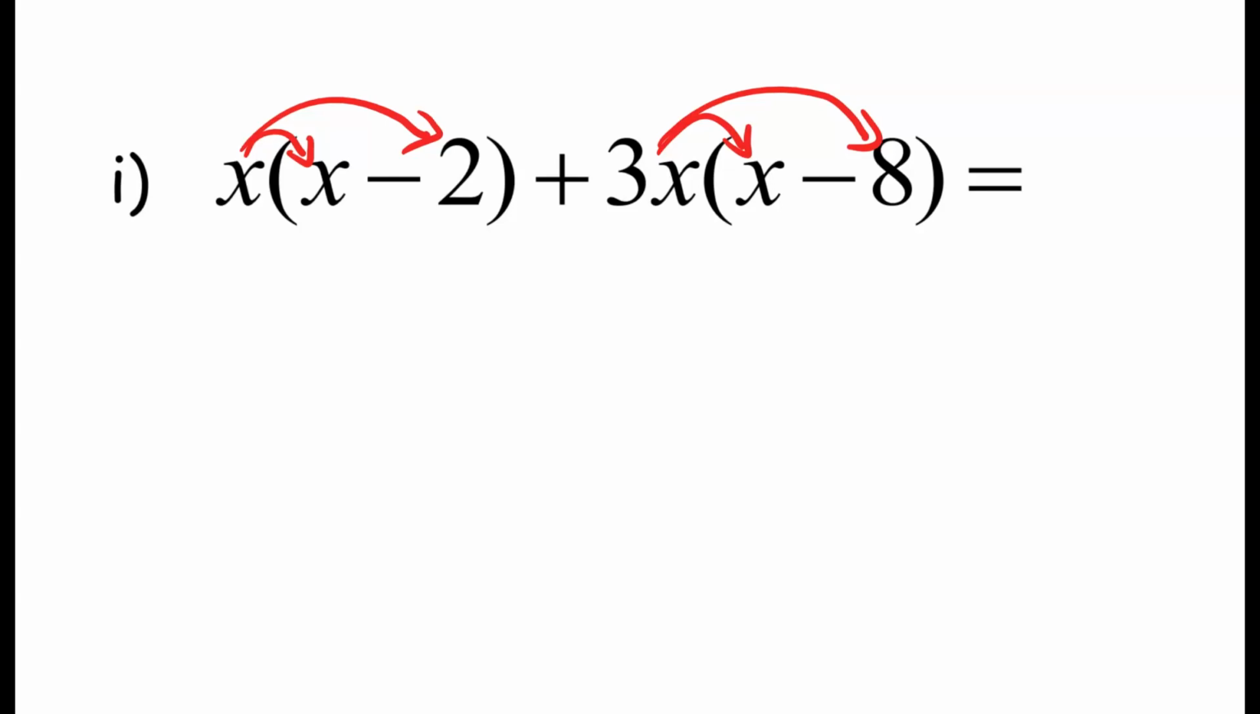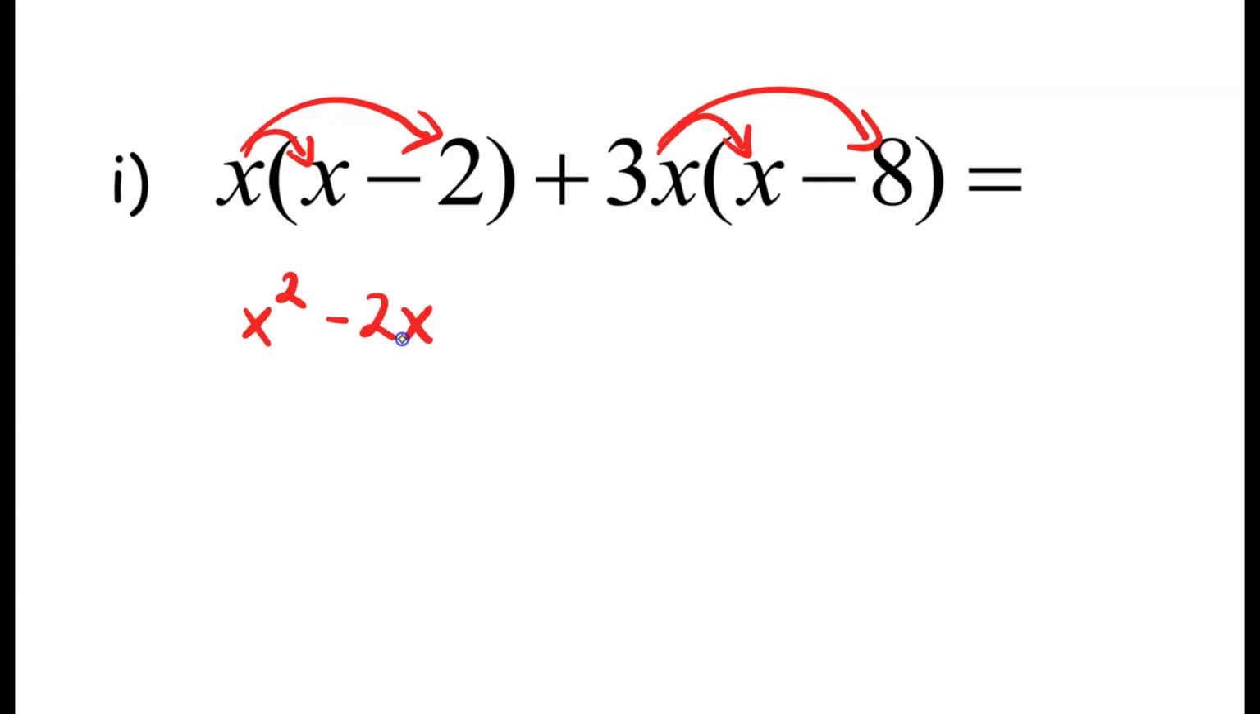So we're going to have x multiplied by x when there's no number in front of your variable. So your coefficient would be 1 here. So we have 1 times 1, which is still 1. But because our variable is the same, we're adding our exponents, which are both 1. So we get x squared. Next, we have x multiplied by negative 2. So we get negative 2x.